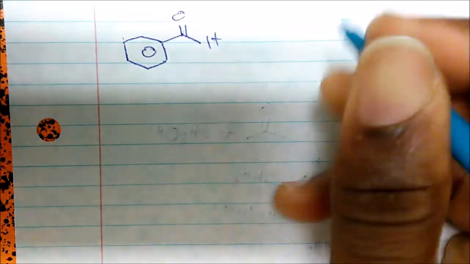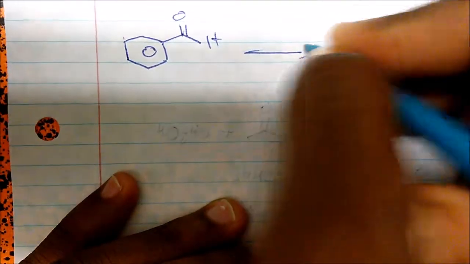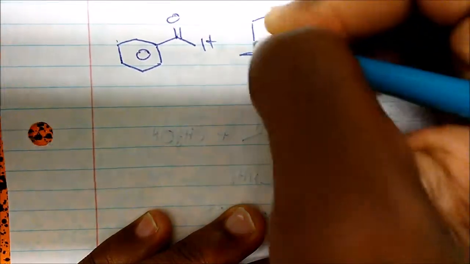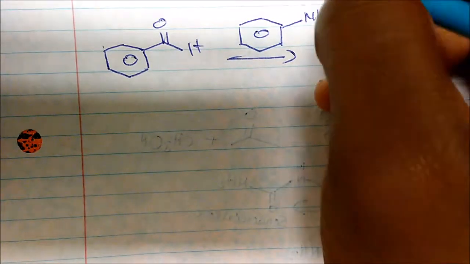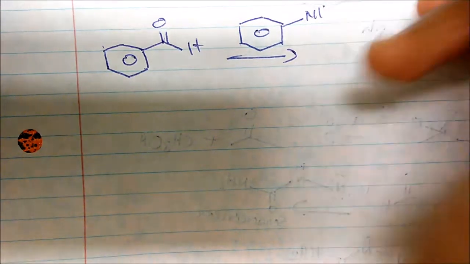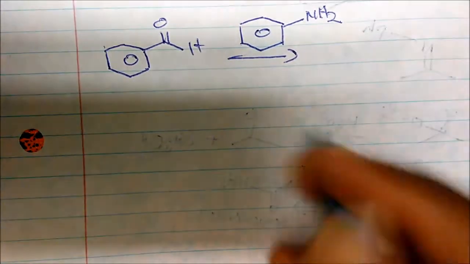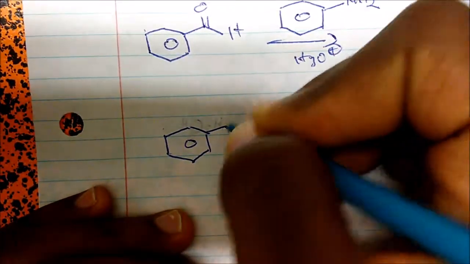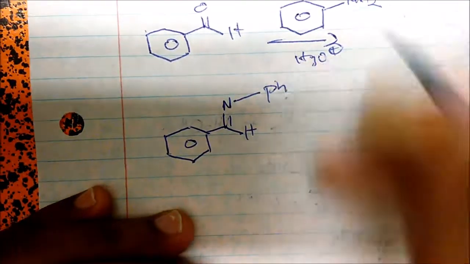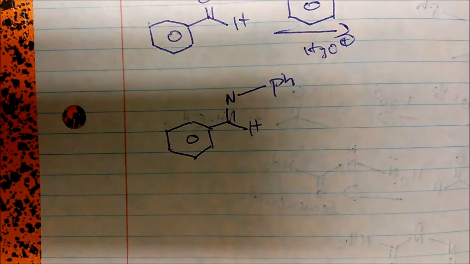Let's talk about one more. So if I take benzaldehyde and I add phenylhydrazine, okay? Phenylhydrazine looks something like this. Let's react it with aniline, okay? So if I take benzaldehyde and react it with aniline and acid, again, I lose an excess of two hydrogens, and I form my phenyl ring, okay? So again, these chemistries are not difficult.